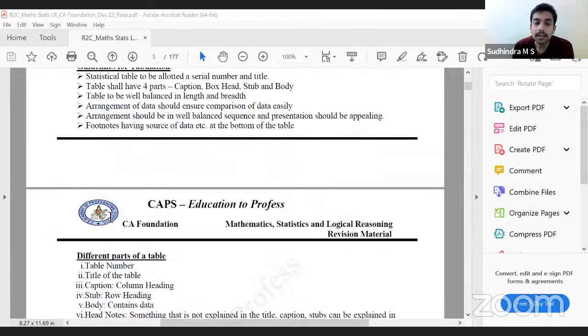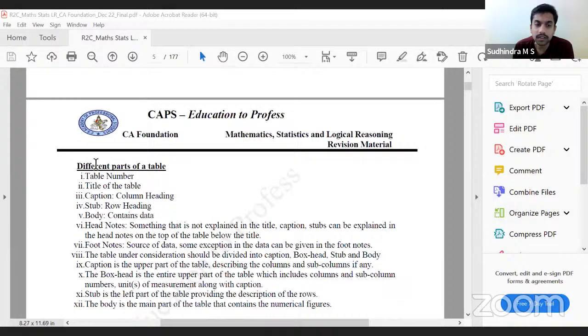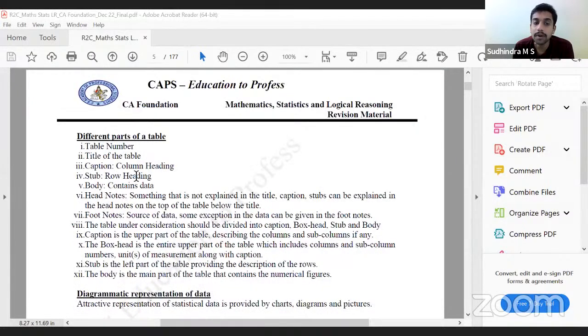Parts of the table we have already discussed. Table number, title, caption is column heading, stub is row heading, body contains the data, head note. Something that is not explained in the title, caption, stubs can be explained in the head note on the top of the table. Footnote, source of the data, some exception in the data can be given in footnote.